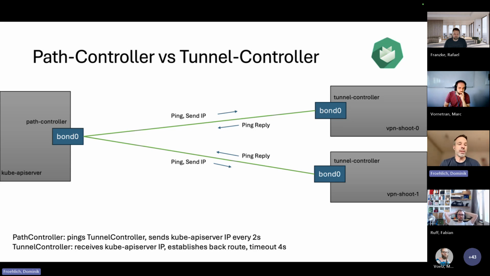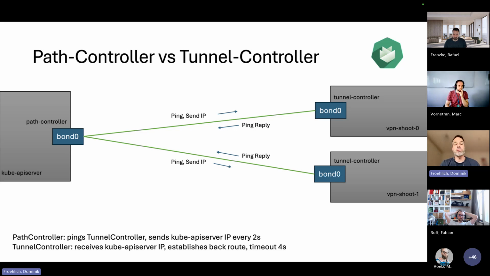It also sends its own IP address, so the Kube API server IP address, in a UDP packet. That's because in HAVPN, Kube API server is a deployment, so it has an arbitrary number of replicas that may scale up and down. So the VPN shoot doesn't know these IP addresses in advance. So it reads the UDP packet and establishes a back route to the Kube API server. And this is where we actually hook into this watchdog, because we expect these UDP packets to arrive at the tunnel controller on the right-hand side in the shoot every 2 seconds.